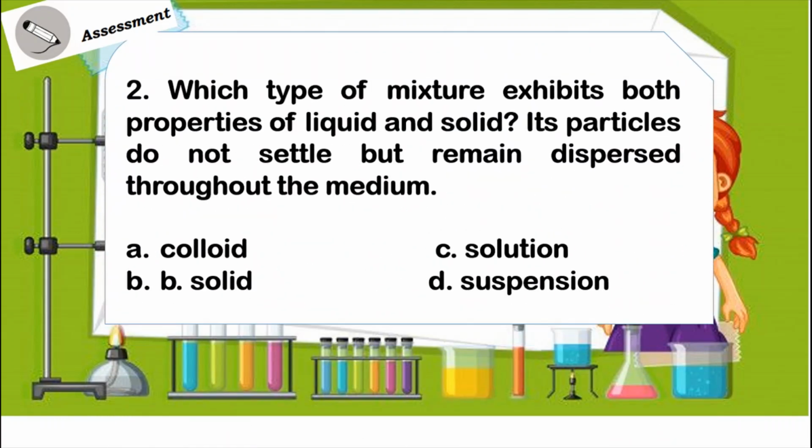Number 2. Which type of mixture exhibits both properties of liquid and solid? Its particles do not settle but remain dispersed throughout the medium. A. Colloid. B. Solid. C. Solution. D. Suspension. So may answer. Answer is colloid.